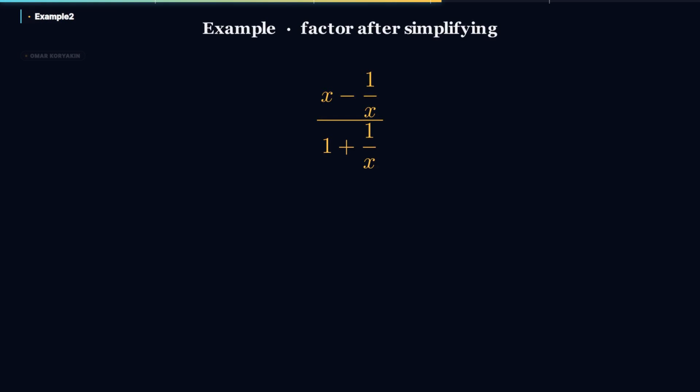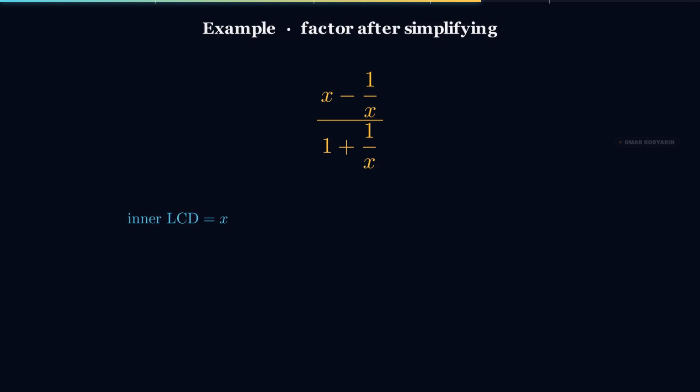Example 2. Simplify the complex fraction whose numerator is x minus 1 over x and whose denominator is 1 plus 1 over x. The inner denominator is x in both cases. The inner LCD is x. Multiply outer numerator and outer denominator by x.